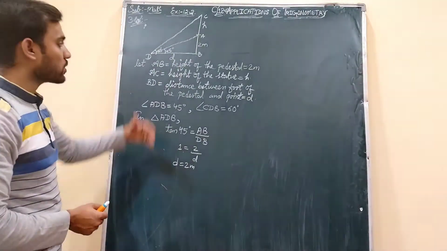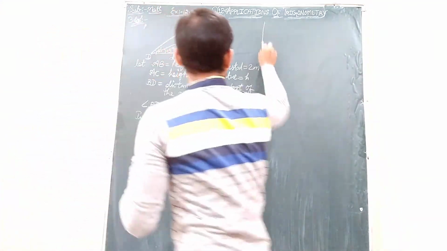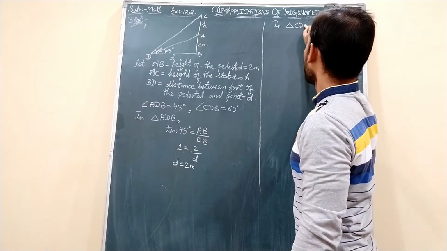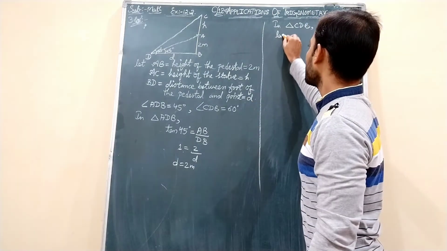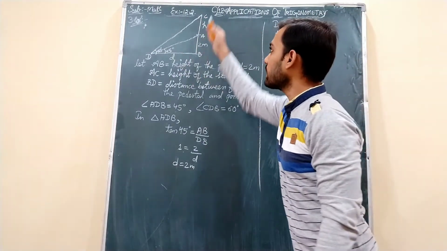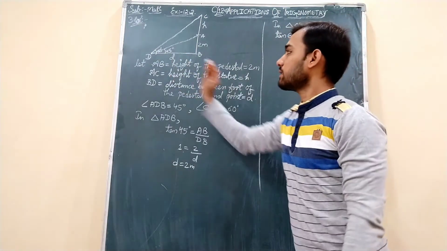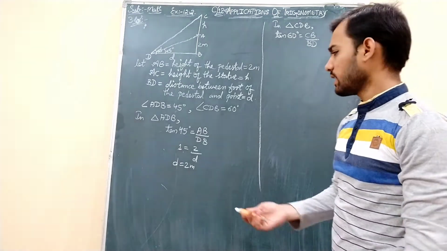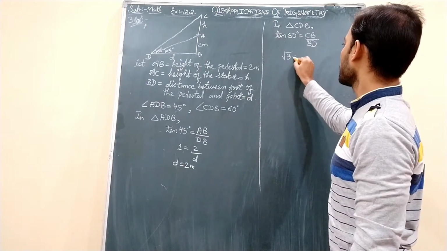Okay students, now proceeding to another triangle, that is the bigger one. In triangle CDB, again going with the tan ratio, but the angle changes over here. Tan 60 degree is equal to opposite side in the bigger triangle, that is CB, opposite by adjacent, that is BD. Understand students? DB or BD same only. Tan 60 value is root 3 students.